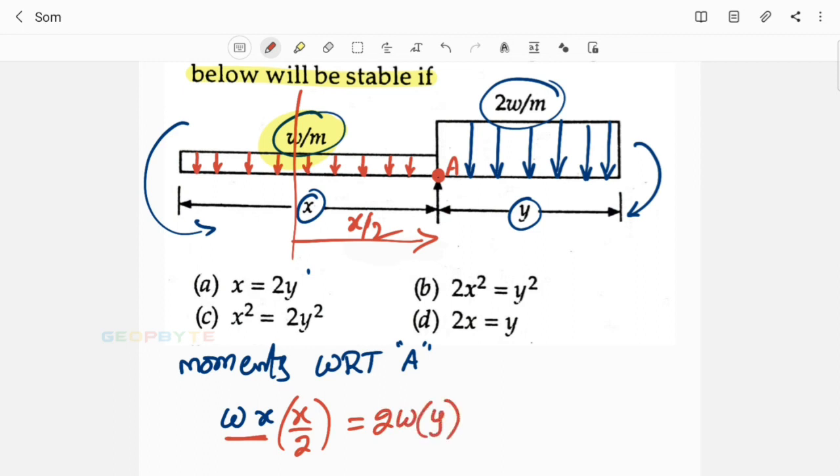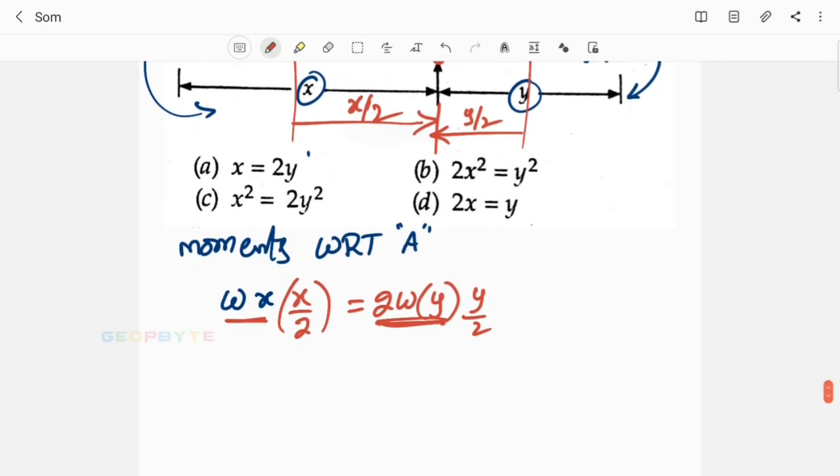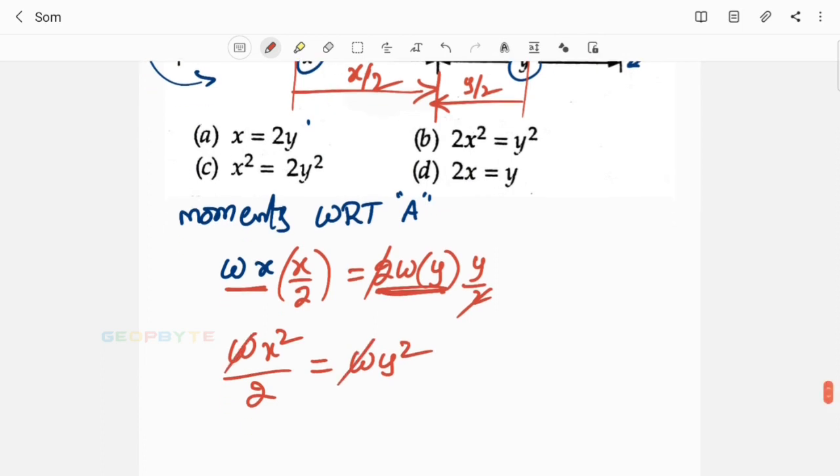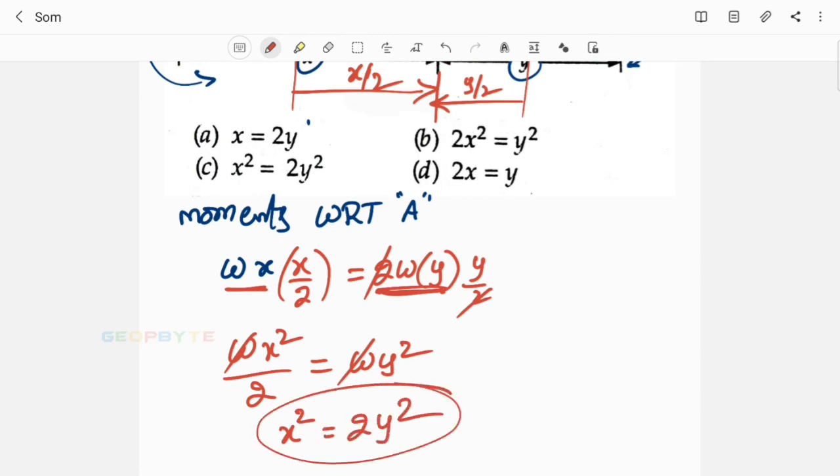UDL into UDL distance gives the point load. Assume that point load is acting at the middle. From the middle point up to distance A, that is Y by 2 into Y by 2. Simplify it. It is Wx square by 2 is equal to, so this 2 cancelled, Wy square, W cancelled. Therefore, x square equal to 2y square. That is the answer.